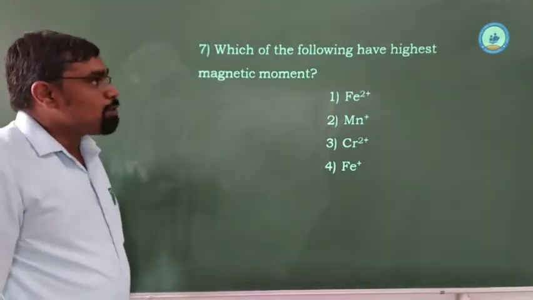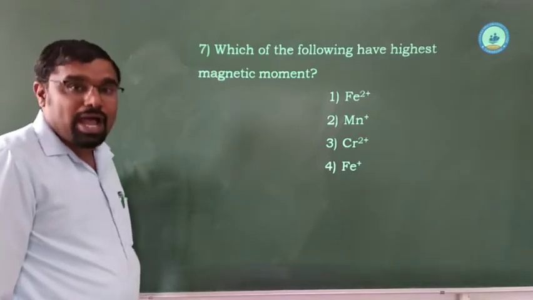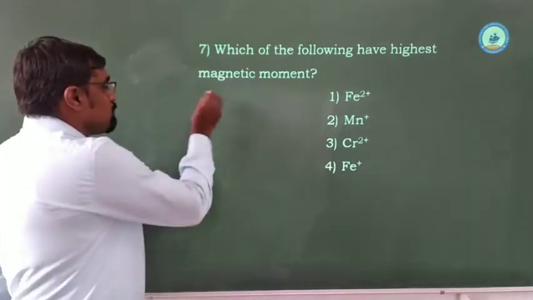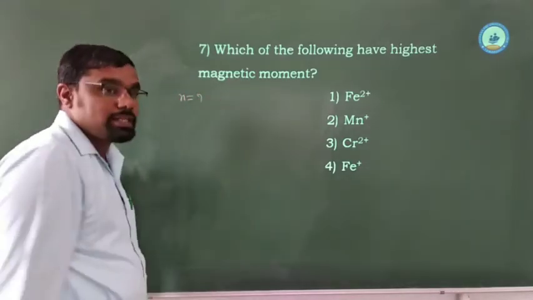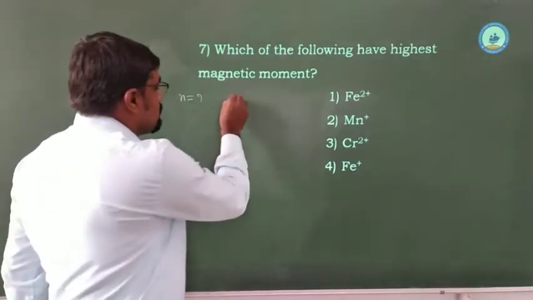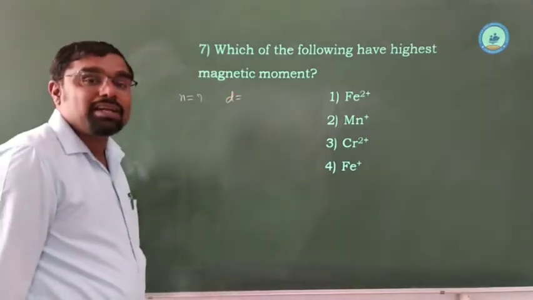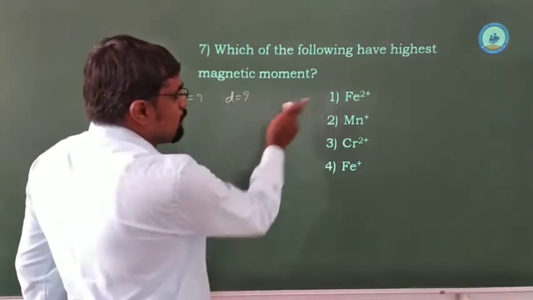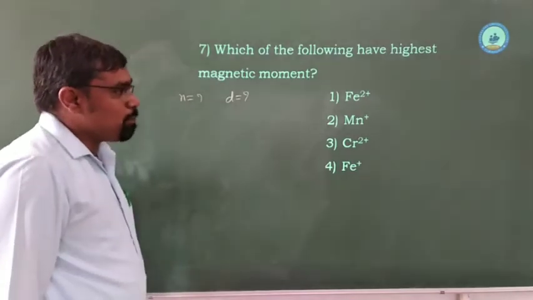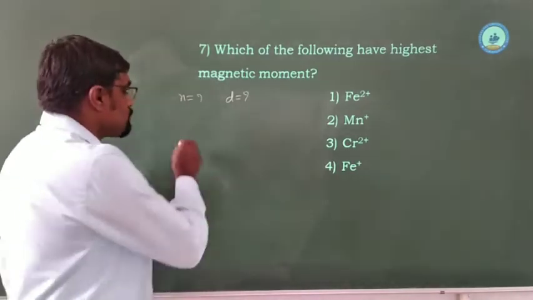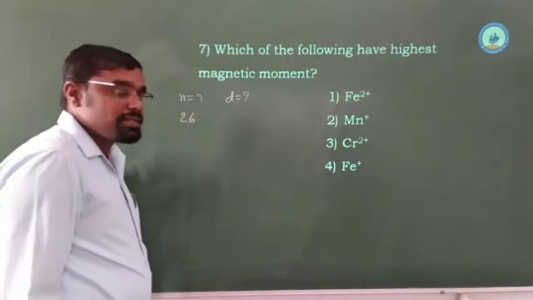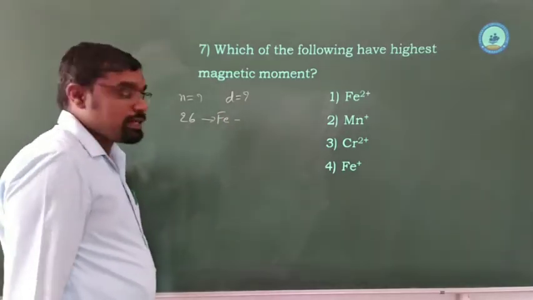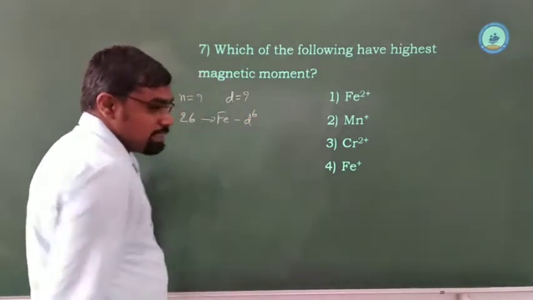Next question: which of the following has the highest magnetic moment? Highest magnetic moment means a larger n, that is, more unpaired electrons present in the orbitals. Given the options, first is Fe2+. The atomic number is 26, and 2 electrons are removed from iron, from the s orbital, so the electrons present in d is 6.